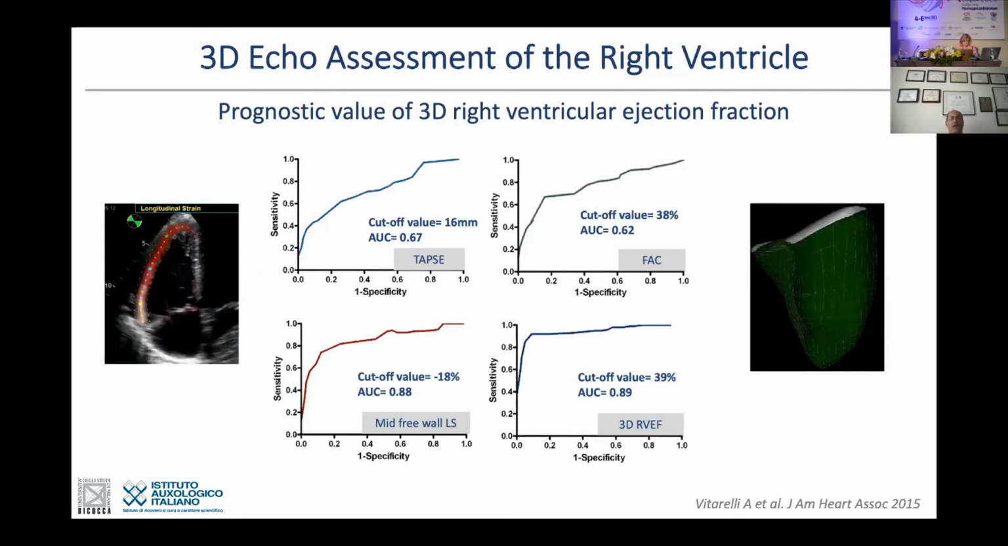Not only accurate, but 3D echo also adds clinical value. This was one of the first papers showing the added clinical value of measuring the ejection fraction of the right ventricle with 3D echo in patients with pulmonary hypertension. You see that, compared to the conventional echo parameters of prognosis like TAPSE or fractional area change, the area under the curve depicted by 3D right ventricle ejection fraction and mid-free wall longitudinal strain is significantly higher.